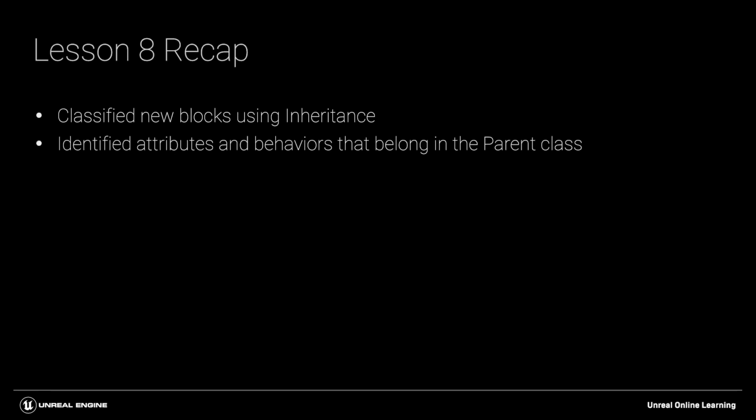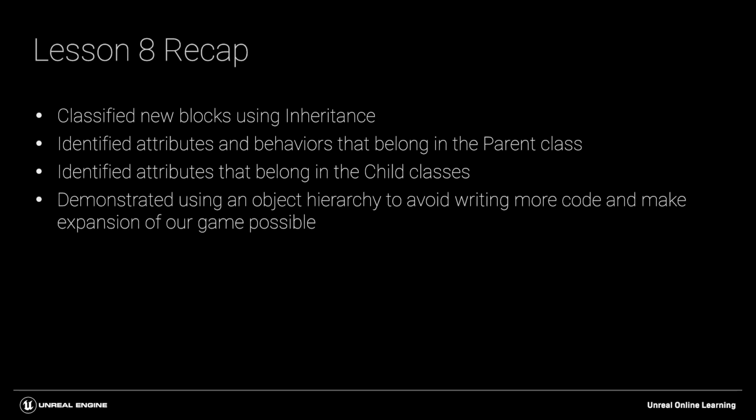In this lesson, we discussed classifying new blocks using inheritance, and we identified some attributes and behaviors that belong in the parent class, for instance, the get actor location and the static mesh that represents the block. We identified attributes that belong in the child classes. For instance, we could change the static mesh, or we could add things like fire or some ability to have a TNT type block or an explosive type block. We demonstrated the object hierarchy that avoided writing more code and made expansion of our game possible.